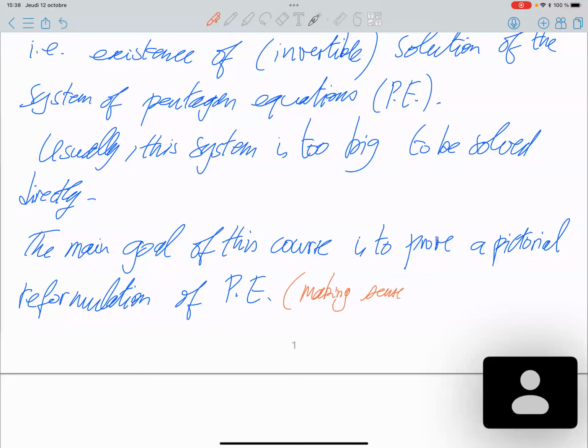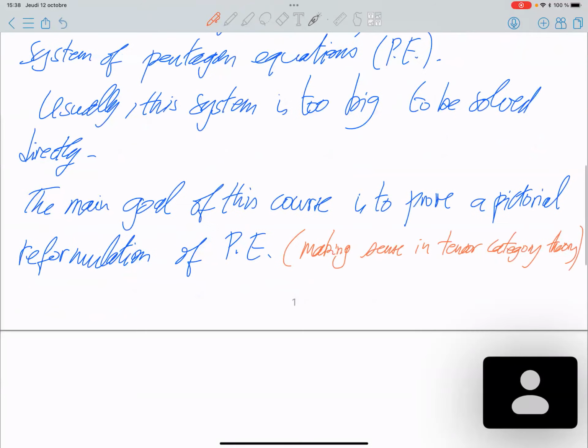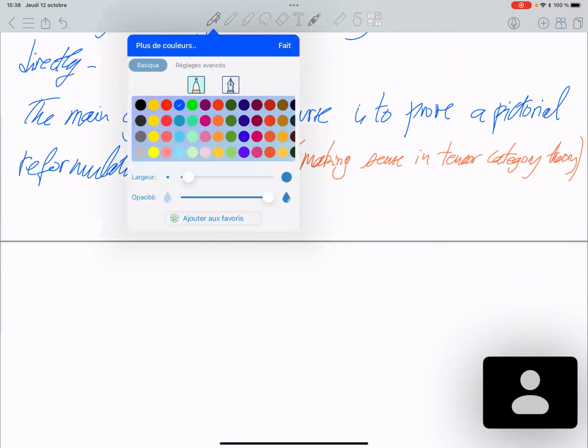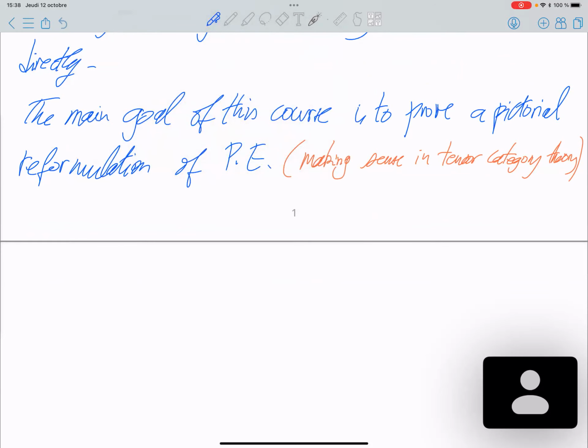Making sense in tensor category theory. It is not just a picture; it is a pictorial reformulation which makes sense in tensor category theory. And this pictorial reformulation, in fact, will provide some insight to manage the complexity by localization.